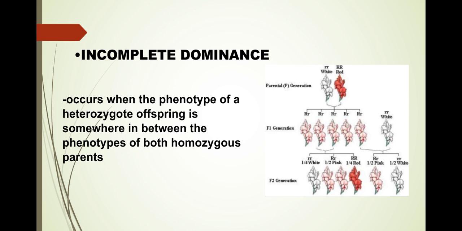Incomplete dominance. It occurs when the phenotype of a heterozygote offspring is somewhere in between the phenotypes of both homozygous parents. So incomplete dominance occurs in the polygenic inheritance of traits such as eye color and skin color, like that. And incomplete dominance is a form of intermediate inheritance in which one allele for the specific trait is not completely expressed over its paired allele.